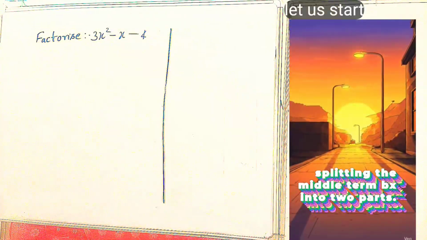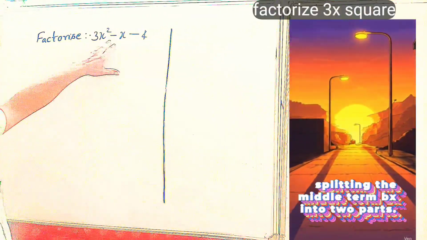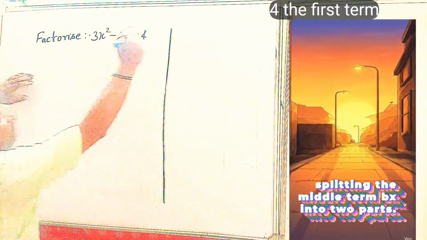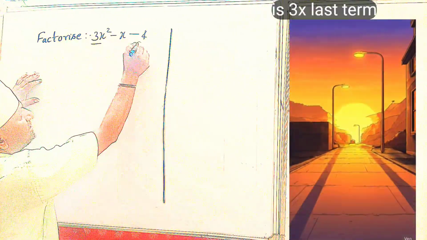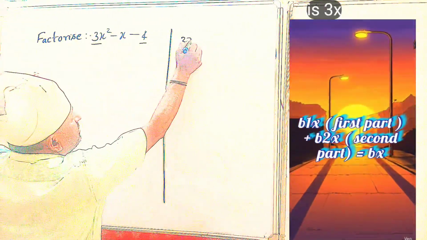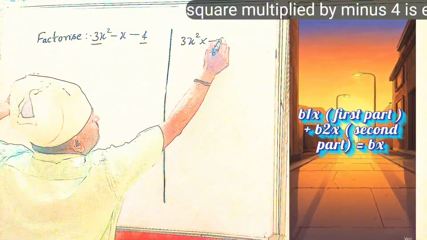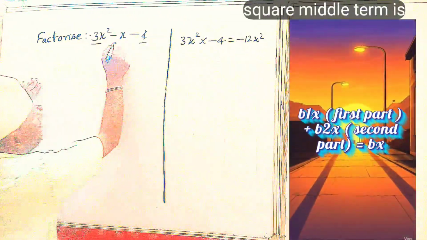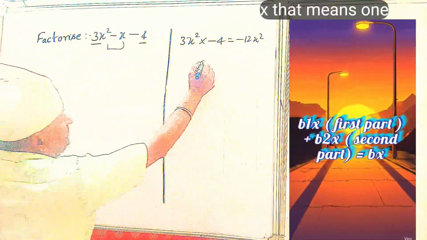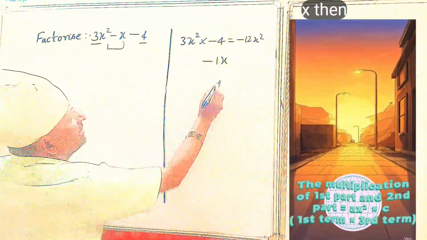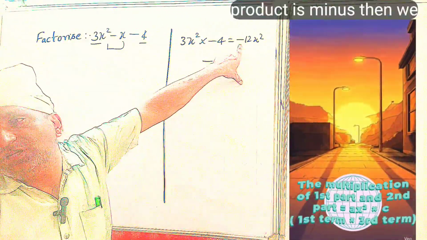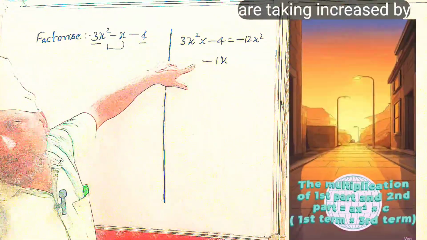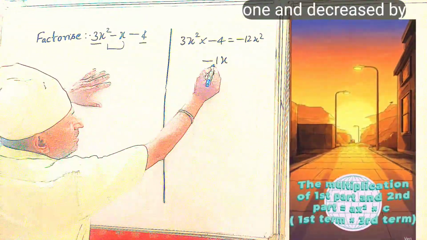Let us start. Factorize 3x² minus x minus 4. The first term is 3x², the last term is minus 4. 3x² multiplied by minus 4 is equal to minus 12x². Middle term is minus x, that means 1x. When the product is negative, then we take increase by 1 and decrease by 1.